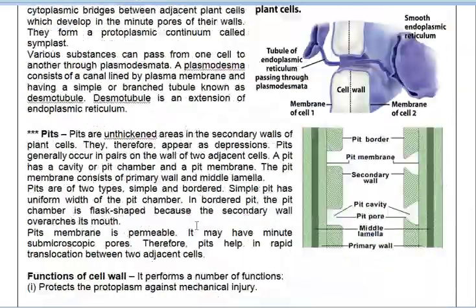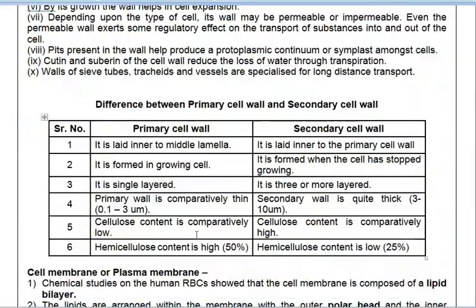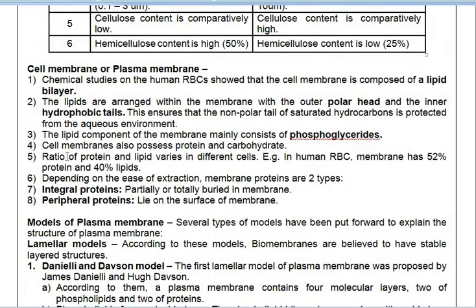But the cell membrane consists mainly of proteins and lipids, better to say phospholipids. The cell wall is a permeable membrane, whereas the cell membrane is a selectively permeable membrane. The cell wall is rigid and multi-layered, whereas the cell membrane is bi-layered and flexible. So last time we discussed these differences.